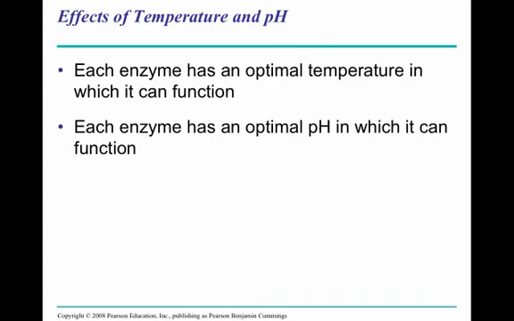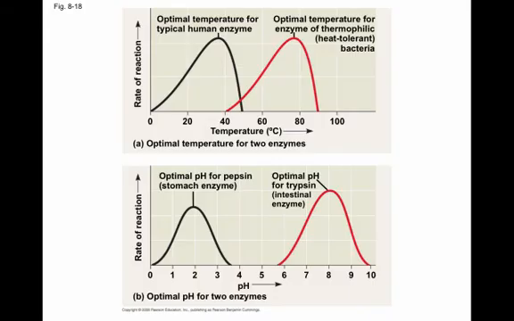Again, optimal temperature and optimal pH. All enzymes have that. Different ones have different optimal temperatures and different optimal pHs that are different from ours. This graph is showing us two enzymes, one that is a human enzyme and one that is an enzyme from a heat-tolerant bacteria. Obviously, they have two different optimal temperatures. Ours is around 38 degrees Fahrenheit, or body temperature, and the heat-tolerant bacteria has an optimal temperature of around 78 degrees Celsius, so much hotter.